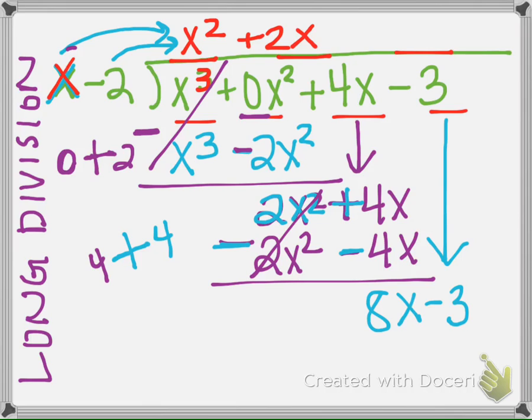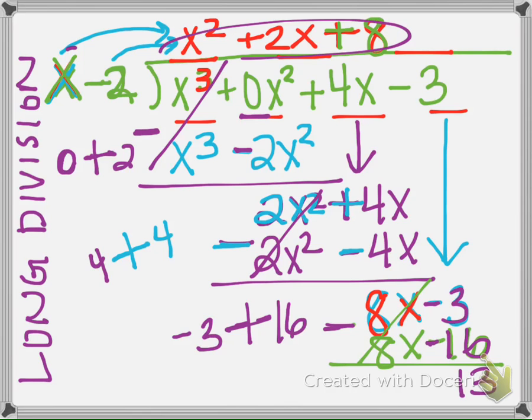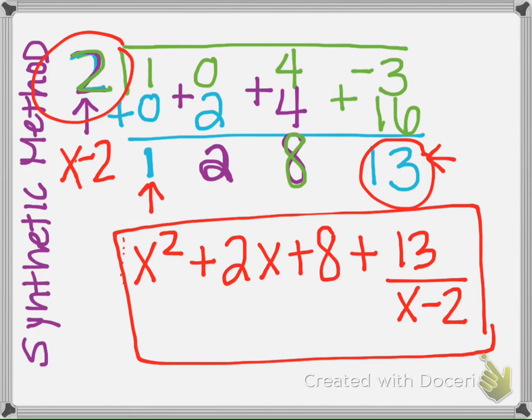And now this x times what gets you 8x? So positive 8. Then we're going to take this positive 8 and multiply it to the x minus 2. So we get 8x minus 16. Now we're going to subtract. These cancel, and then we have a -3 minus a -16. And that makes 13. So we get the exact same answer, x squared plus 2x plus 8 here, and then we have our remainder, and we're going to write it just like this.